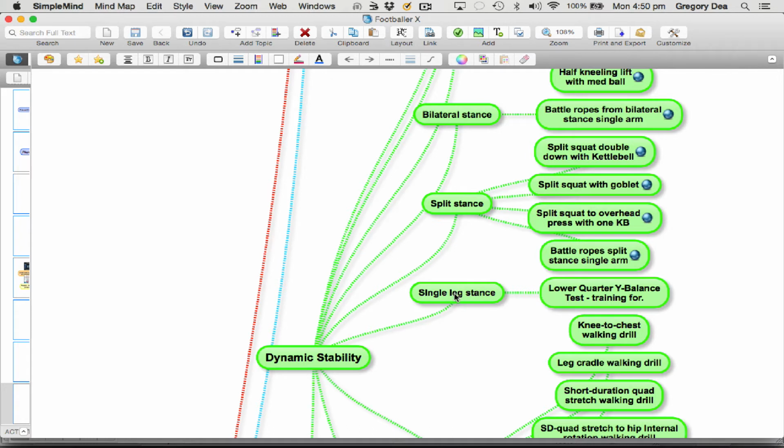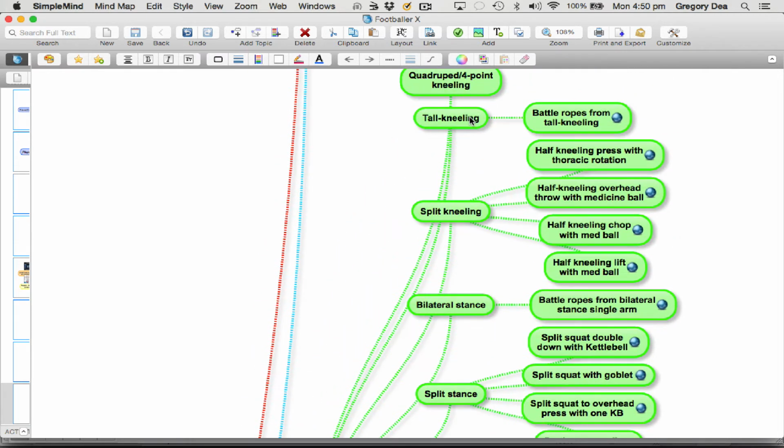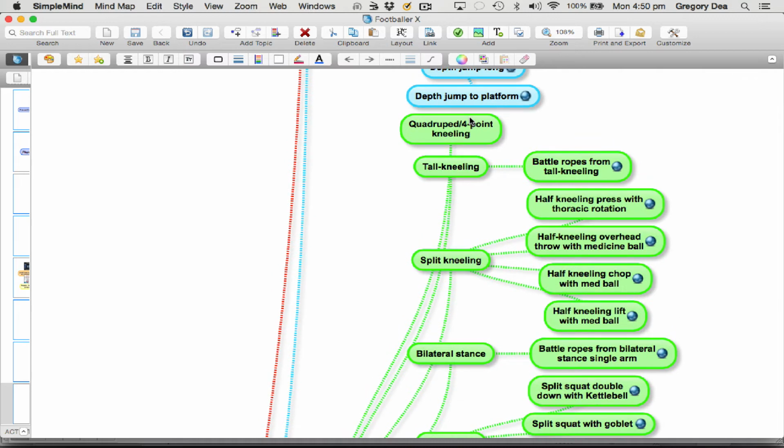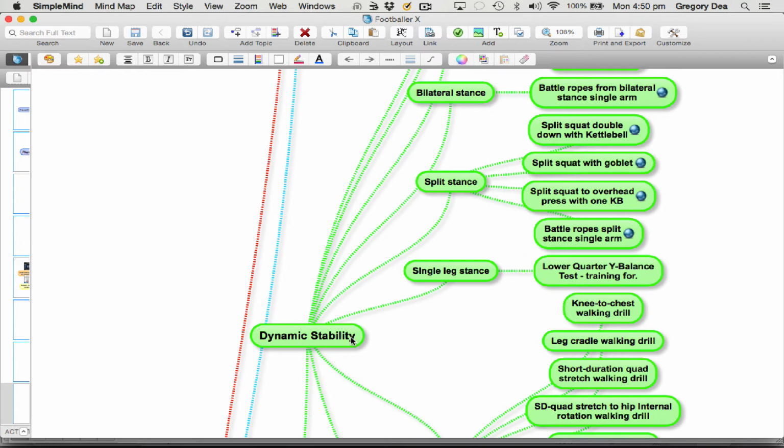And he's going to need to do some stuff in split stance and bilateral stance and split kneeling and tall kneeling and 4-point kneeling. If this coach was SFMA trained, he could do some work on the ground and rolling as well. And there's plenty of examples that I've given him there, but he's going to need to tick those boxes. We're talking about dynamic stability.